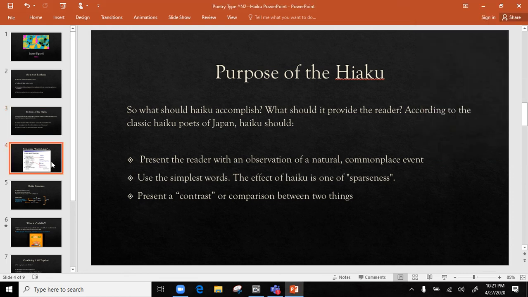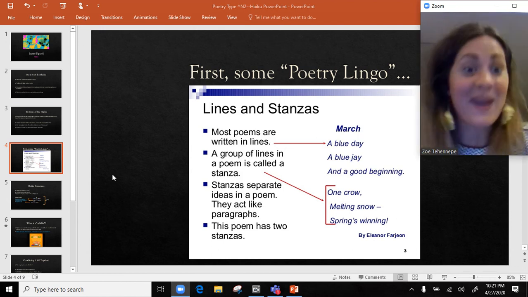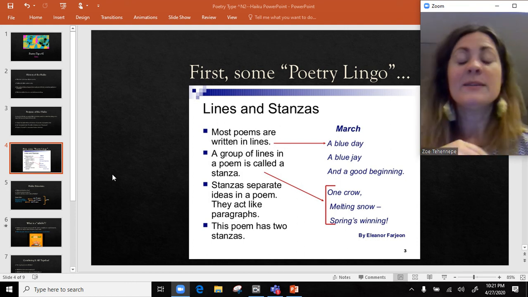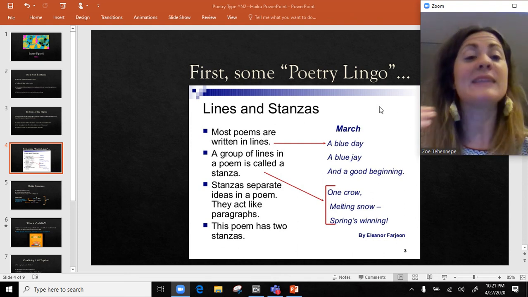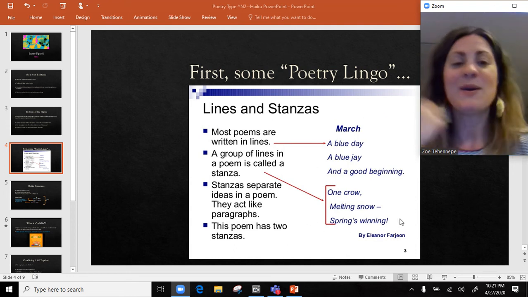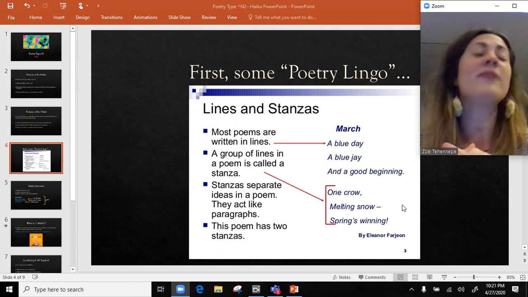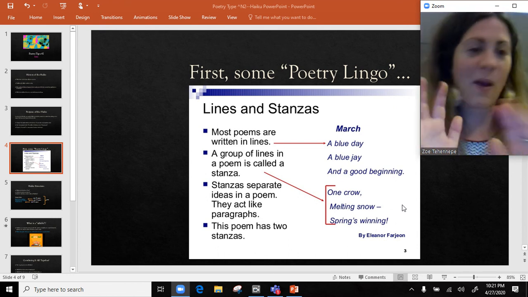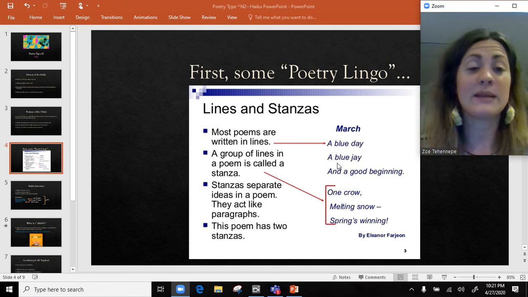So when I introduced the found poem, I found that people needed a little brush up on some poetry lingo, okay? So if we have a little peek at this poem over here, I'm going to fill you in on some very basic poetry language. So this little poem, March, I'm going to read it to you. March, a blue day, a blue jay, and a good beginning. One crow, melting snow, spring's winning. Okay, this is an adorable little poem about the month of March. Beautiful.